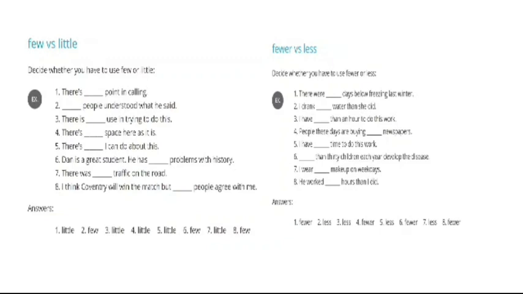Their little point is calling. Few people understood what he said. There is little use in trying to do it. Now let's discuss fewer and less. There were fewer days below freezing last night. I drank less water than she did. I have less than an hour to do this work.